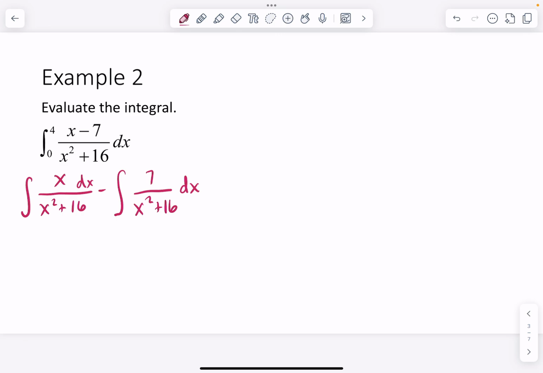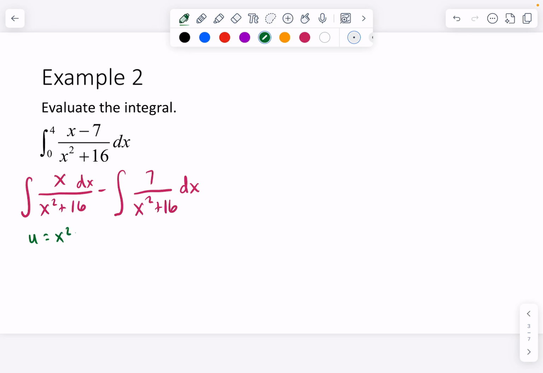Now, each one of those is its own kind of little animal. The one on the left is a u substitution. I'm going to go through that u substitution kind of quickly to save myself some time in my video. So I need a 2 inside, 1/2 outside.